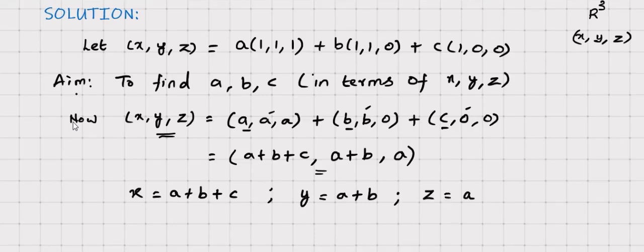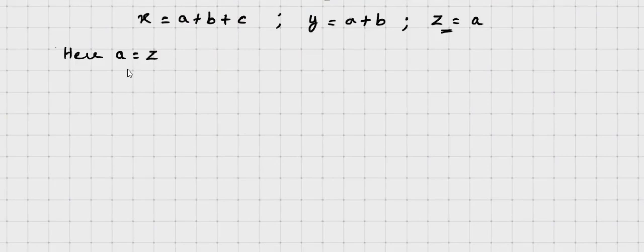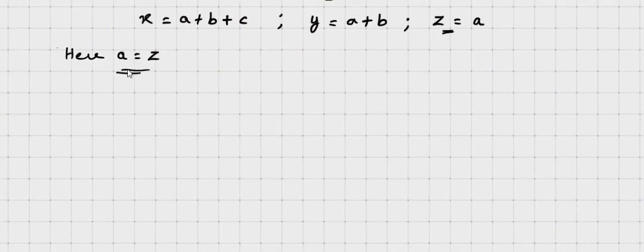See, our aim is not to find out the values of x, y, z. Our aim is to find out the values of a, b and c. See, here we have a equals what? z. So one objective is over. The next one, I have to find out the values of b and c. Okay. So I found the value of a. I can substitute it here so that I will get the value of b.